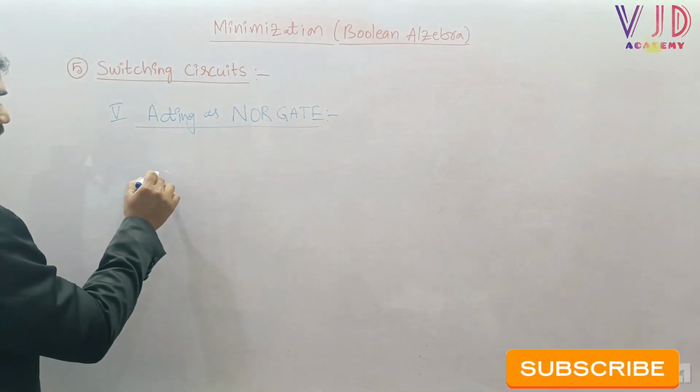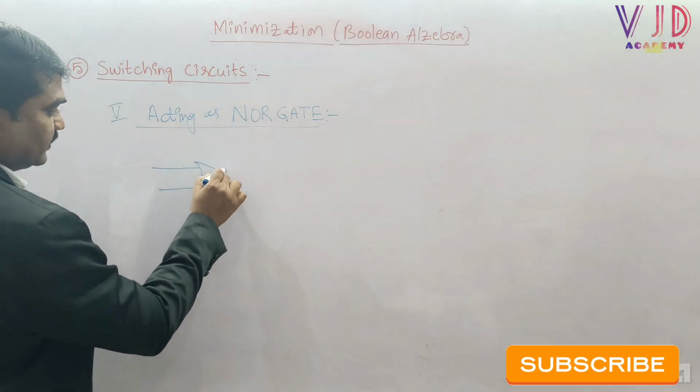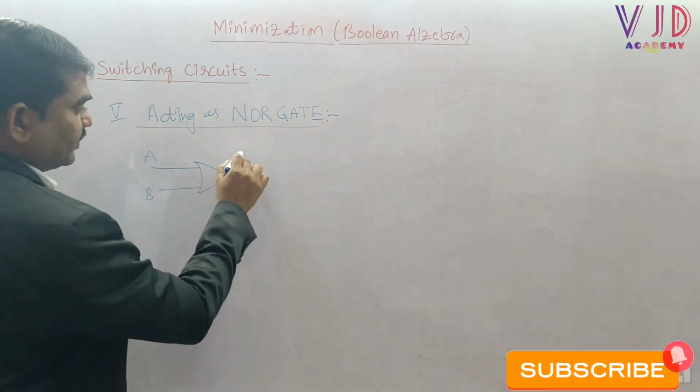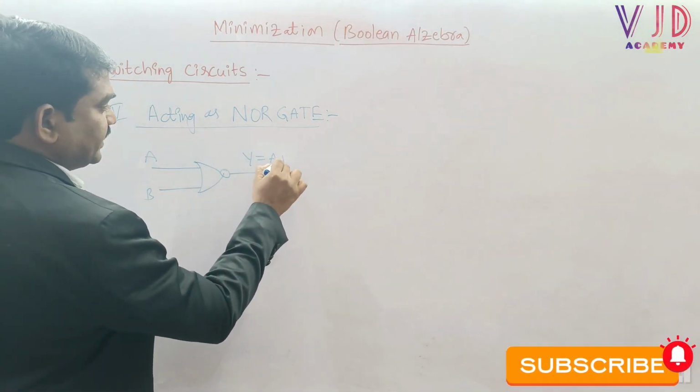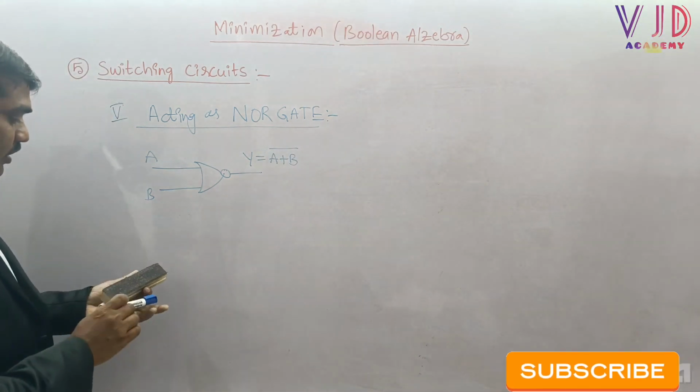Sir, we know that this is a NOR gate. Here A, B are the inputs. Y equal to A plus B whole bar. We know the truth table of NOR gate here.